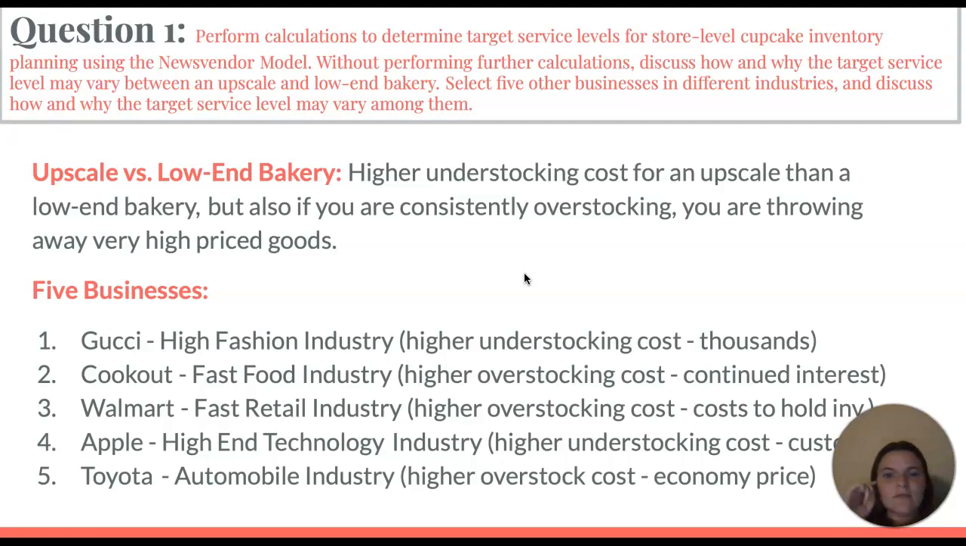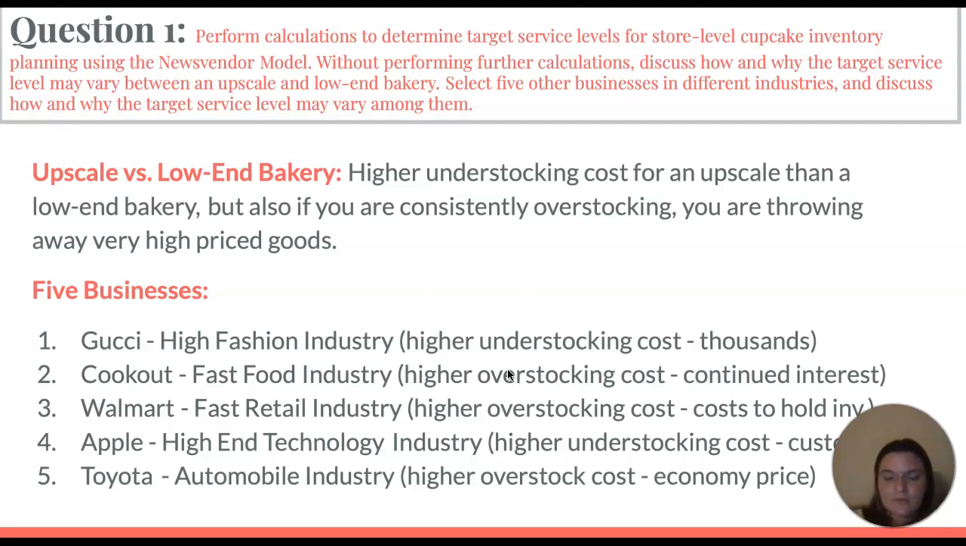Okay, and then 5 businesses in different industries that I found and why the target service level may vary. So for Gucci, which is a high fashion industry, they have a higher understocking cost. It could cost them thousands of dollars. Say someone comes in looking for a Gucci purse, they don't have it, they would lose out on thousands of dollars. Cookout, which is a fast food industry, would have a higher overstocking cost because, for example, say you come and you want one of their 32 milkshakes, they don't have it, you're still going to come back. Unlike Gucci, they might go to a competitor.